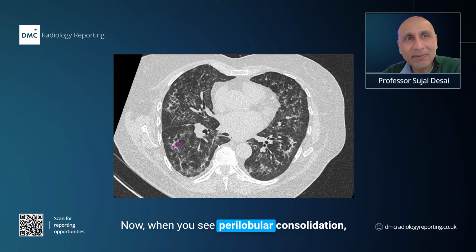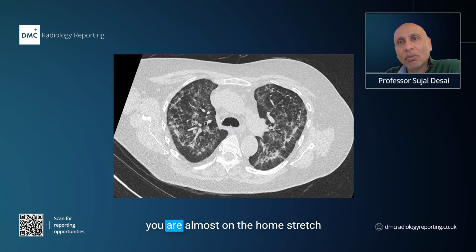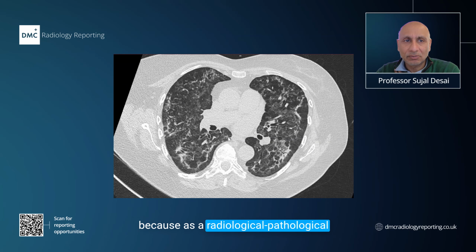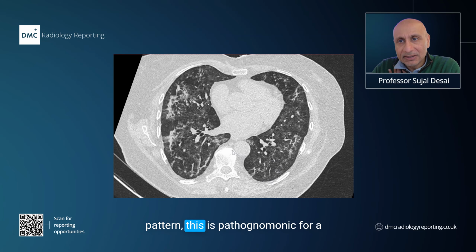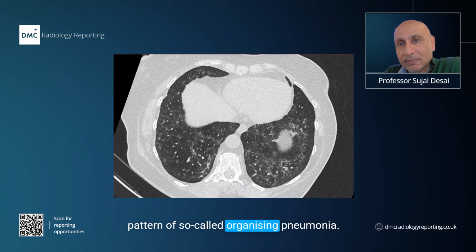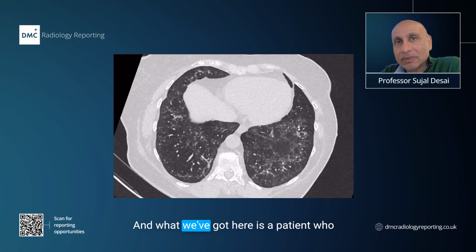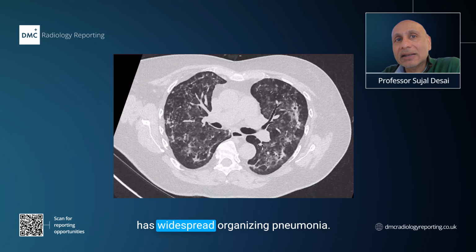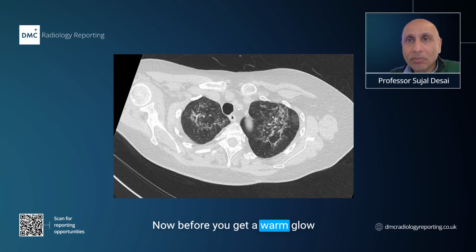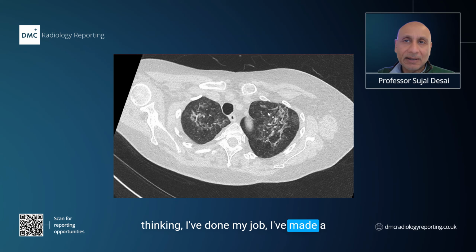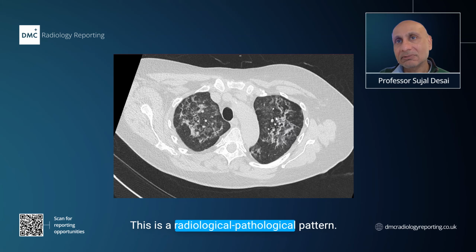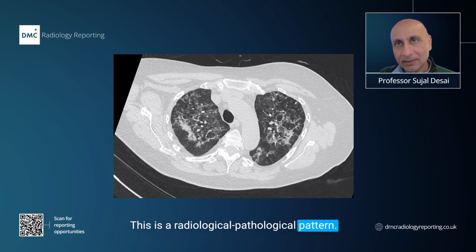Now, when you see perilobular consolidation, you're almost on the home stretch. Because as a radiological pathological pattern, this is pathognomonic for a pattern of so-called organizing pneumonia. And what we've got here is a patient who has widespread organizing pneumonia. Now, before you get a warm glow thinking, I've done my job, I've made a diagnosis, remember all you've done is made the diagnosis of a pattern. This is a radiological pathological pattern.